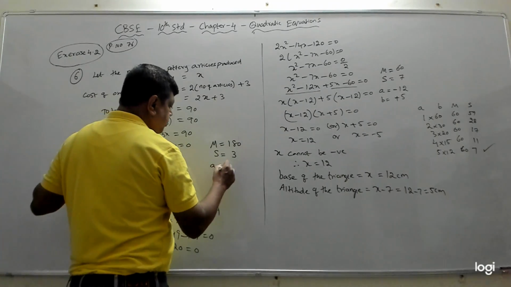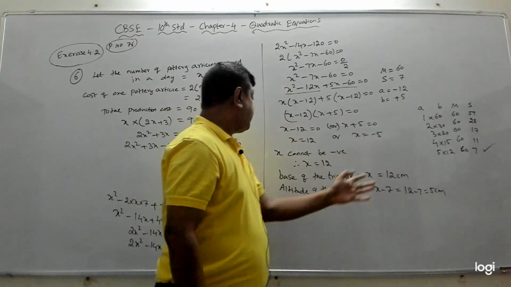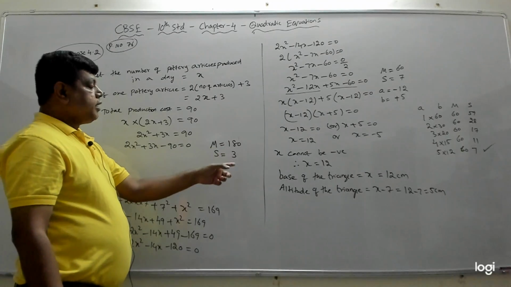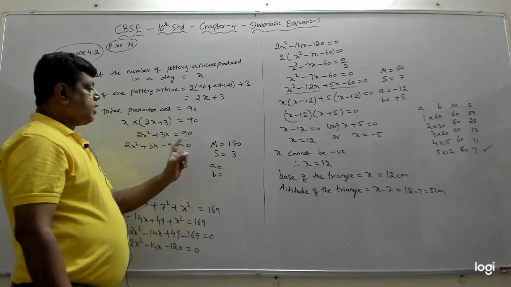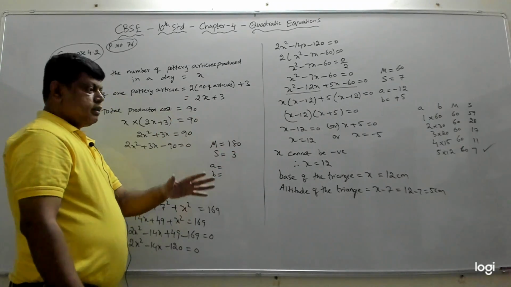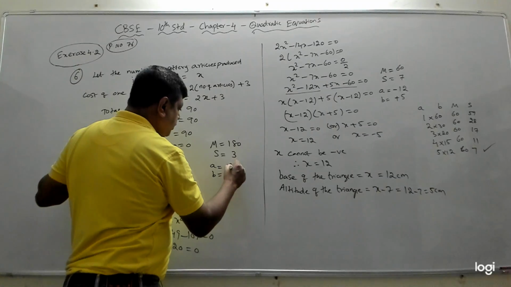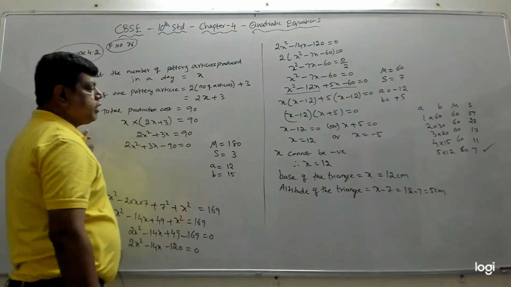See what are the two numbers. So we have to do the same way. We should write 1 into 90, 90. Then 90 minus 1 is 89. But we should get 3. Then 2 into 45. Like that, if you keep on doing, you will observe that 12 into 15 will give you 180.